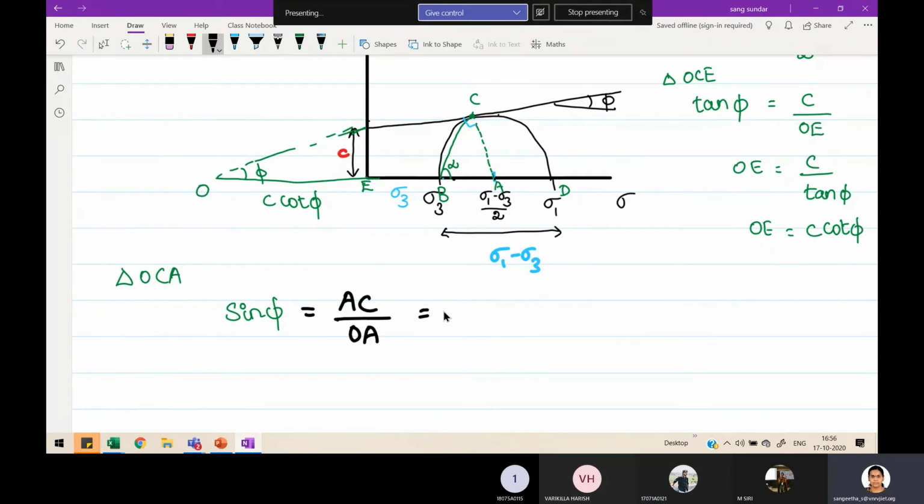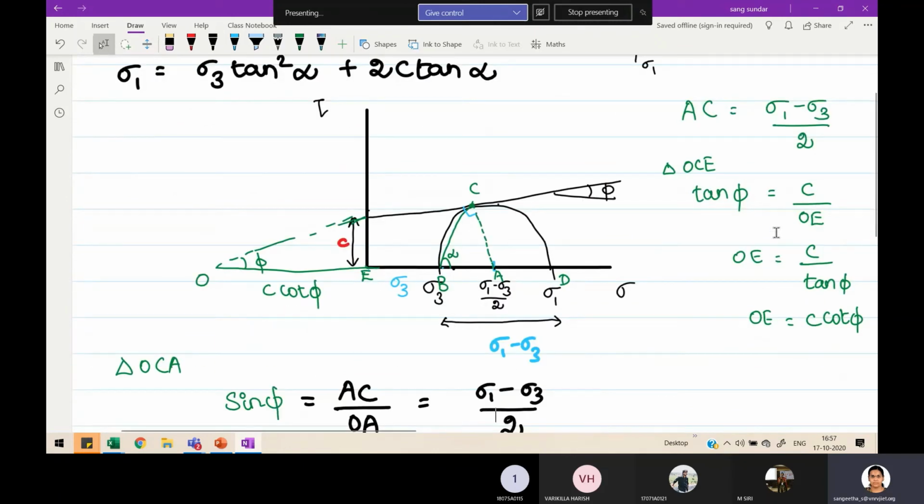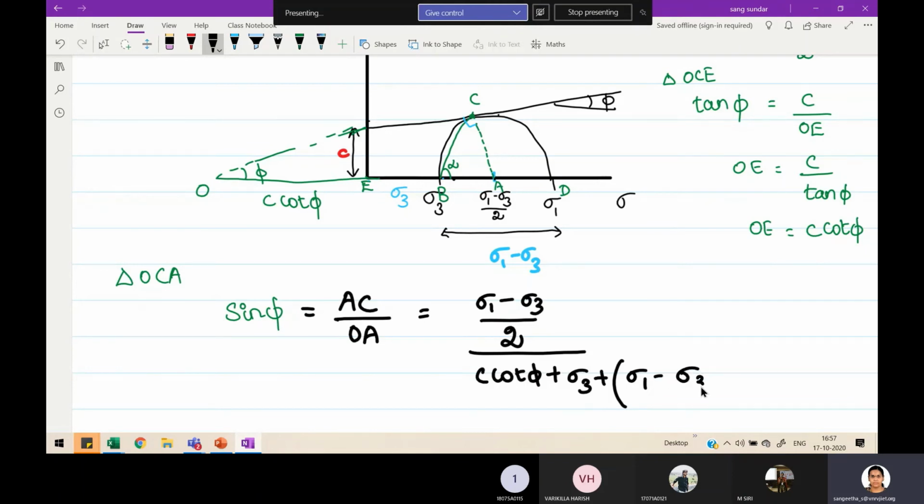So what is AC equal to? The radius of your Mohr's circle, which is sigma 1 minus sigma 3 by 2. Did I give you this already? I gave it before. Sigma 1 minus sigma 3 by 2 is your AC. Now tell me what OA is equal to. OA is the combination of C cot phi plus sigma 3 plus sigma 1 minus sigma 3 by 2. Am I right? So just simplify this.